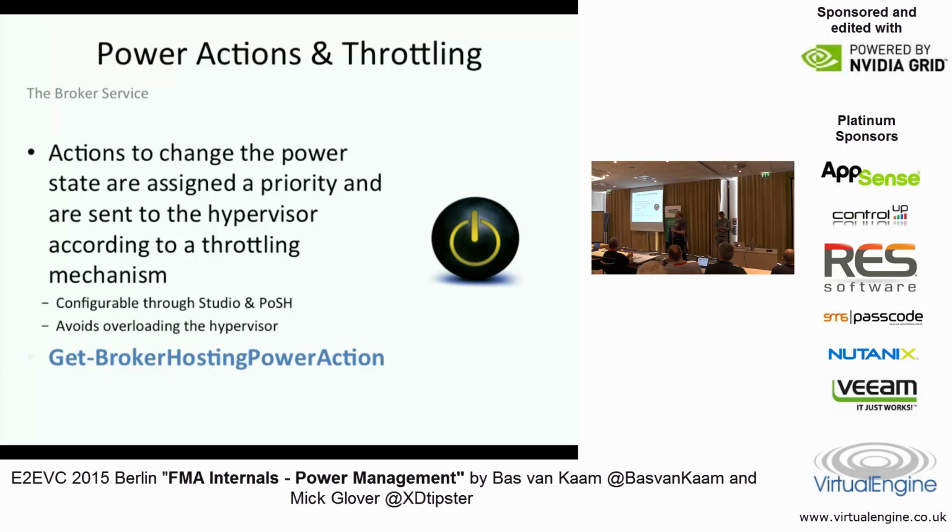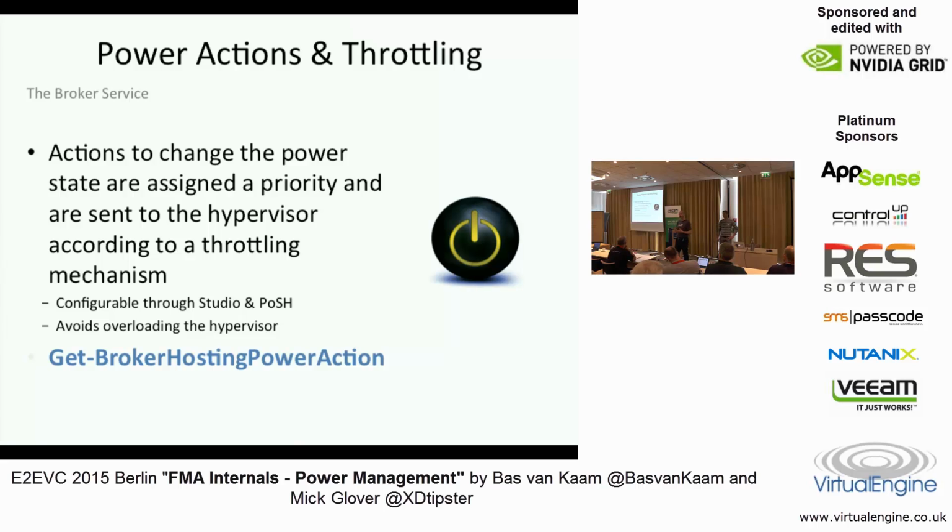That's pretty much the situation. So when the broker service has to perform a power action, essentially that power action is put into a queue, and the action itself is given a default priority, and based on a throttling mechanism, that action is sent to the hypervisor, and that's pretty much what is going on.